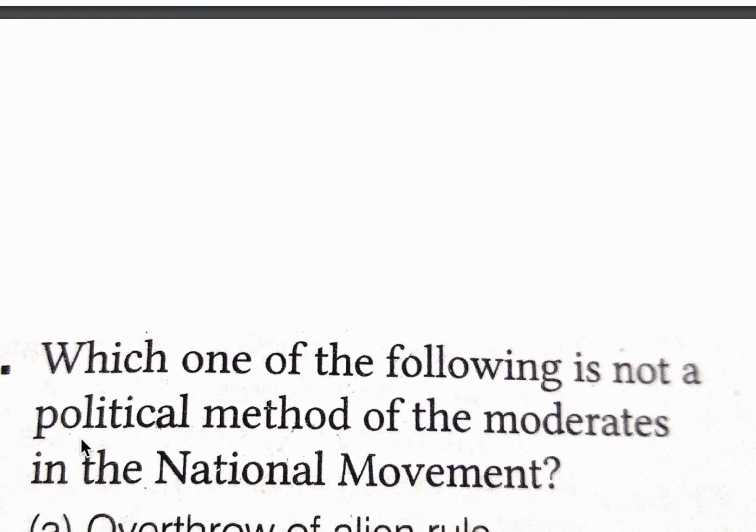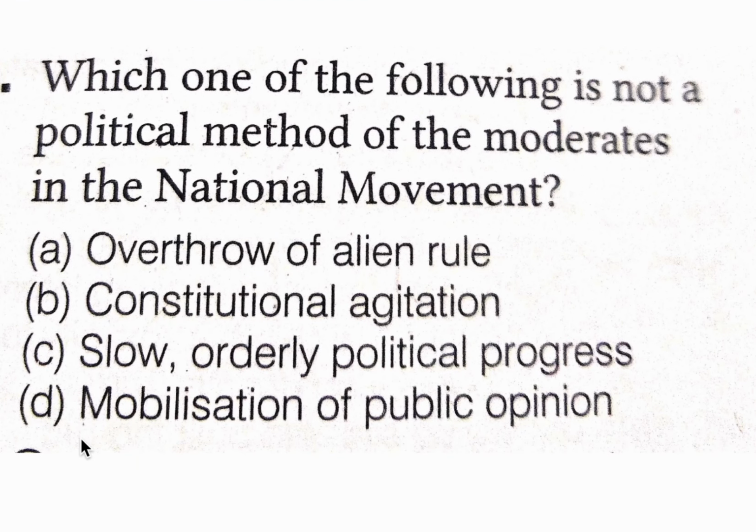The next question is, which one of the following is not a political method of the moderates in the national movement? Option A, overthrow of alien rule. Option B, constitutional agitation. Option C, slow, orderly political progress. Option D, mobilization of public opinion.